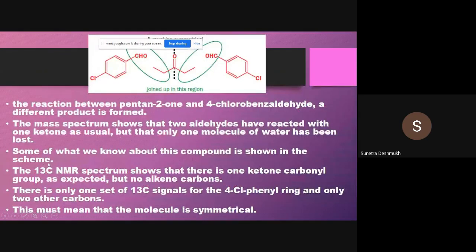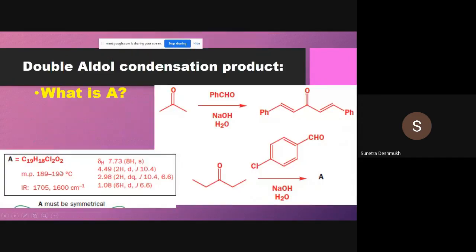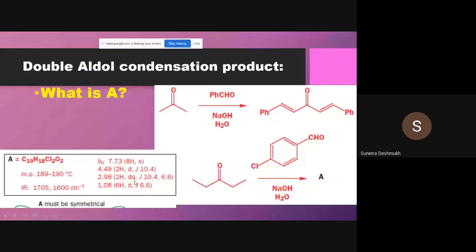Molecular formula C19H18Cl2O. Delta is 7.7, 8 hydrogens. Then at 4.49, 2 hydrogens, doublet, J coupling constant 10.4. 2.98, 2 hydrogens, doublet of quartets, doublet and quartet coupling constants 10.4 and 6.6. And 1.08, 6 hydrogens, doublet, J 6.6.